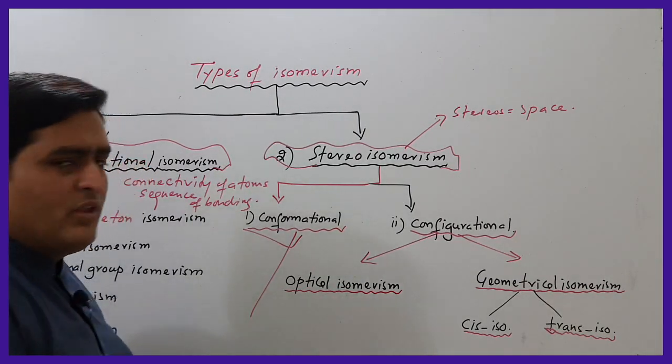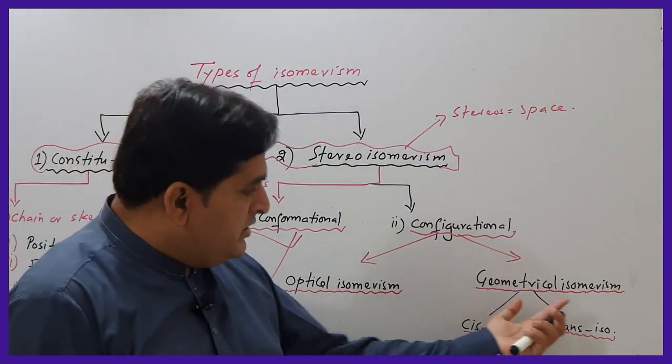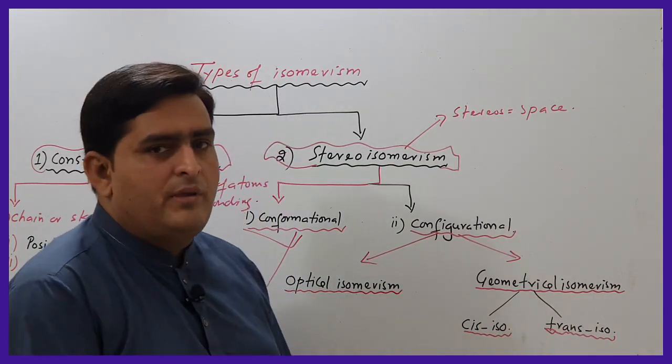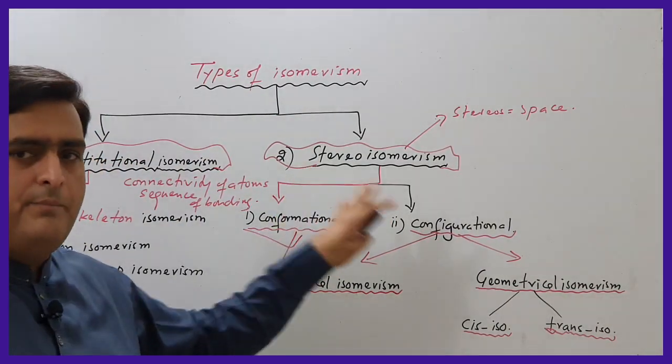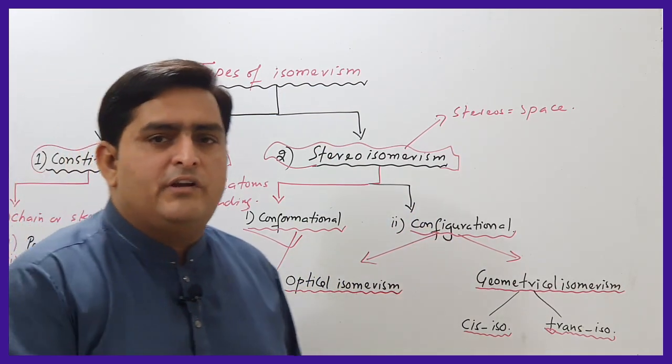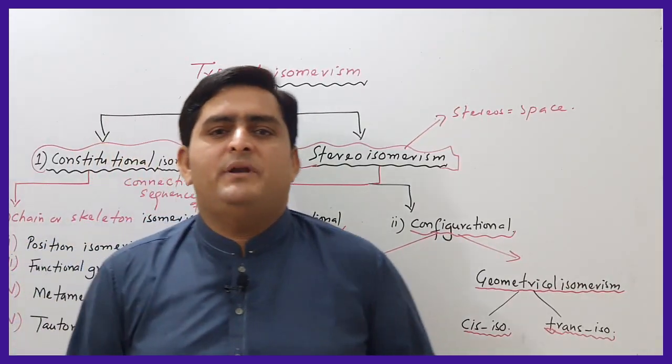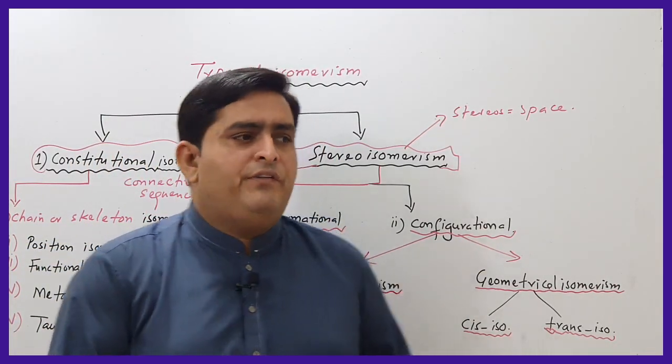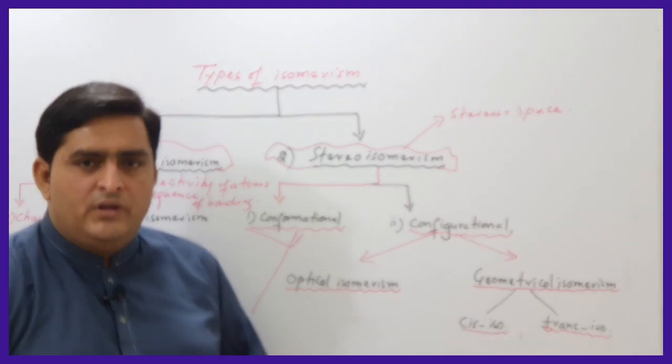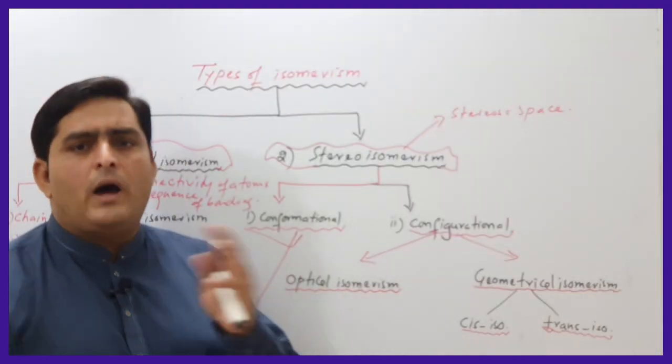Optical isomerism we will do separately. Configurational and geometrical isomerism we will do separately. So stereoisomers have the same molecular formula but different sets of properties due to different arrangement of atoms in space. They differ in properties due to left-right combination, due to up-down combination, due to optical rotation and configuration.